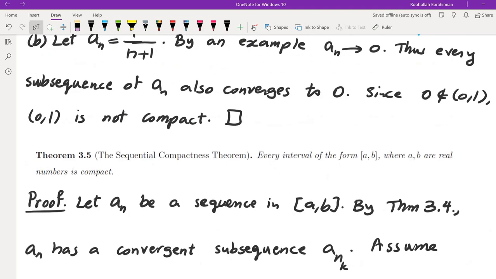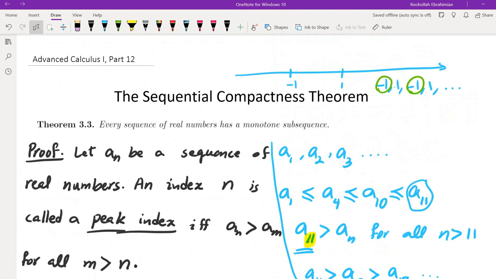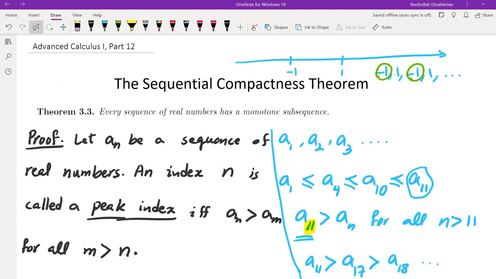Okay, so let's just recap again. What we did was we showed that every sequence of real numbers has a monotone subsequence, and then if the original sequence is bounded, the monotone subsequence is also going to be bounded, which means it would be convergent. Therefore, every bounded sequence has a convergent subsequence, and that is what gives us the monotone convergence theorem.